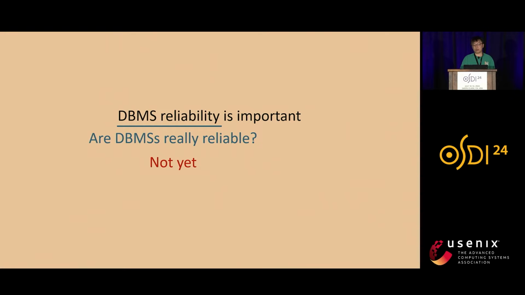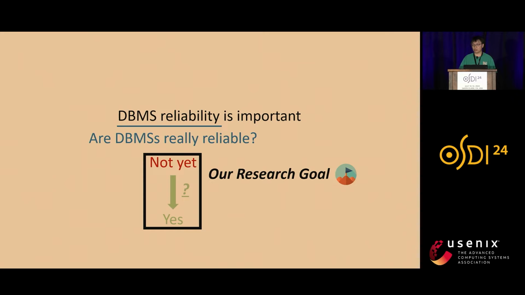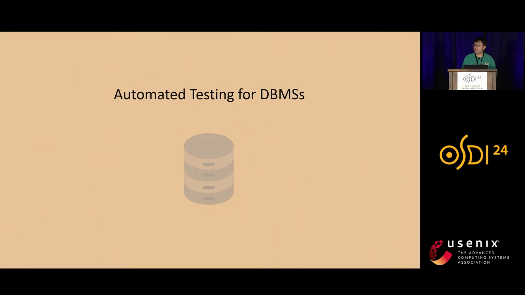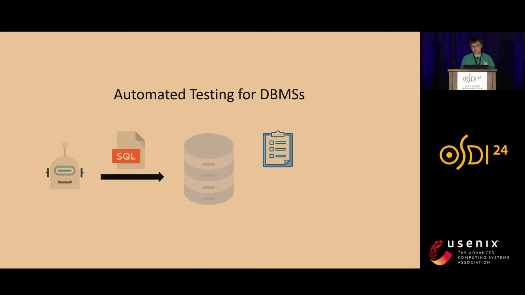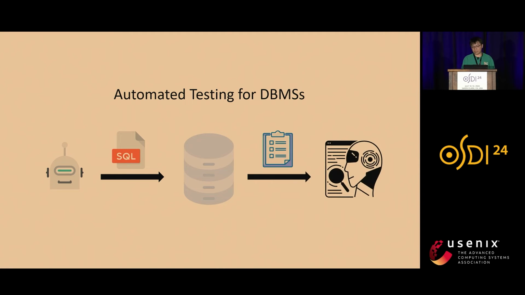So can we propose some way to make database systems more reliable? Our research goal is to do that. And our answer to this question is automated testing. Automated testing for database systems is not trivial. To test a database system, we need to automatically generate test cases, etc. SQL queries. And when we get the result from the database system, we also need to automatically validate the query result. So there are two main challenges in this domain.